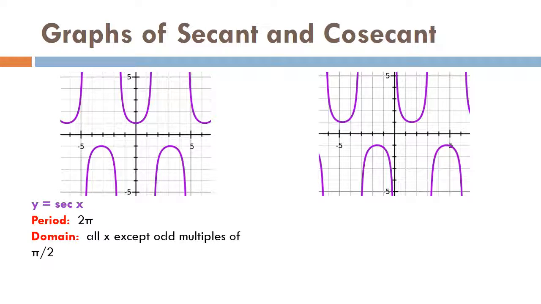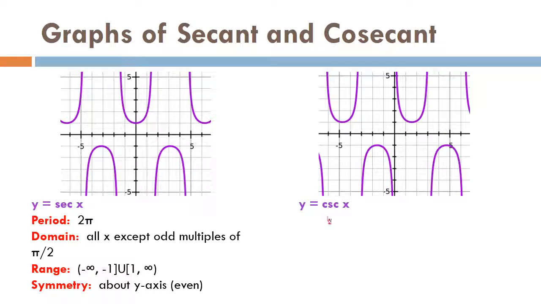In other words, this is a reciprocal of cosine, so the places where the cosine would be 0. The range is kind of weird. It's negative infinity to negative 1 and 1 to infinity, so it's got a blank space in the middle. The symmetry, it is even.